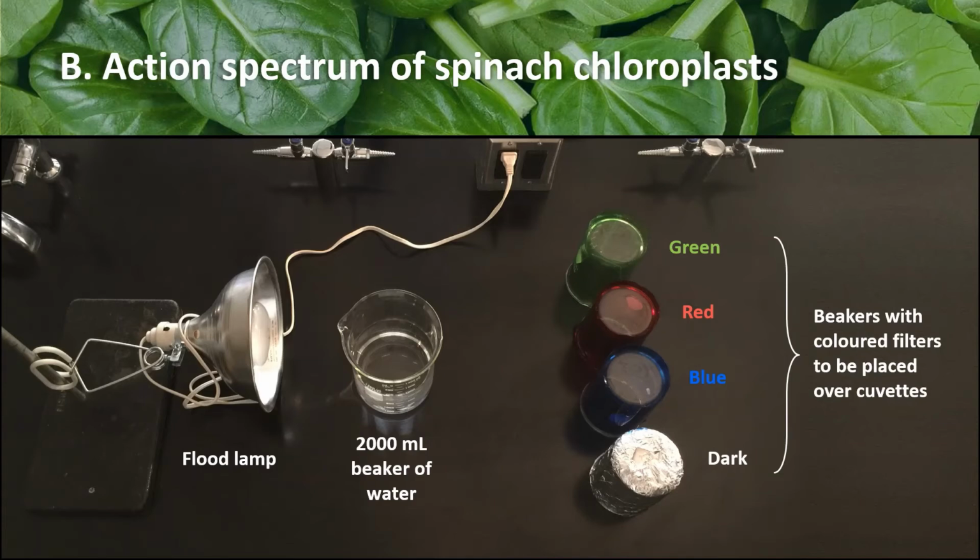And then over here on the right, I have some different beakers with coverings on them. So depending on what color we want. So for example, I have the dark control, it's covered in aluminum foil, and blue, red, and green all colored in different plastic filters so that we can get different colors of light.